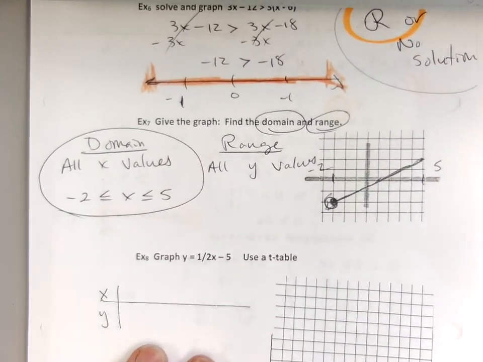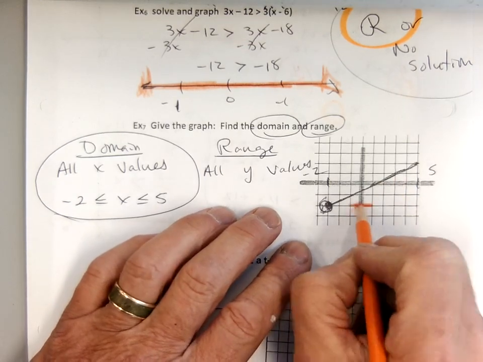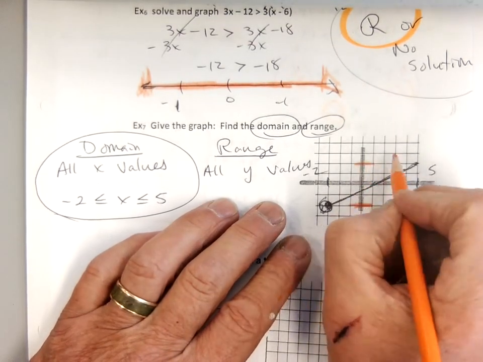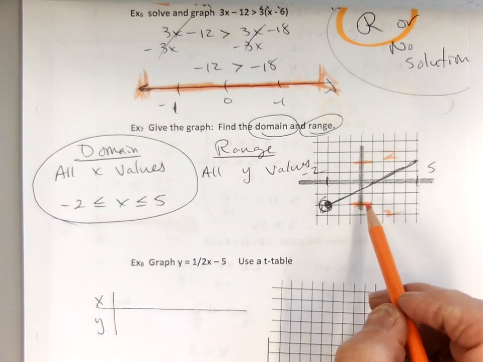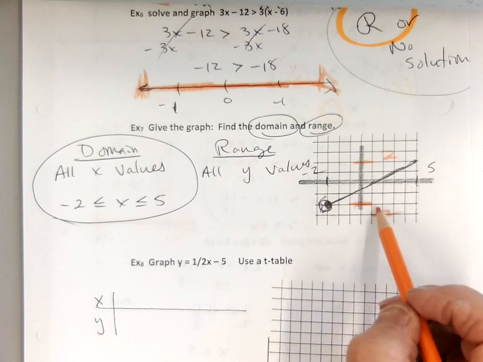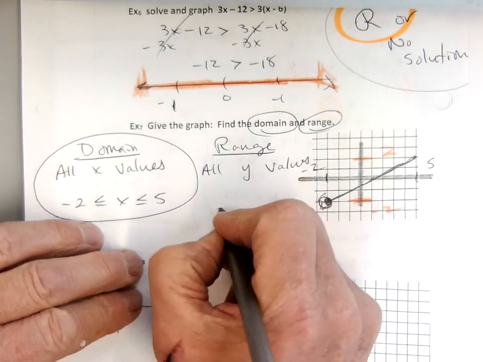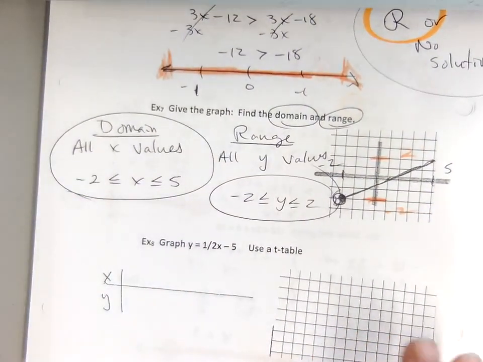Now the range of the y values, so let's see. It starts at a height of negative 2 and goes to a height of 2. You see that? So you could say, in words, from negative 2 to 2. That's the y values, right? I'm going to write it like this because I like that better, okay?